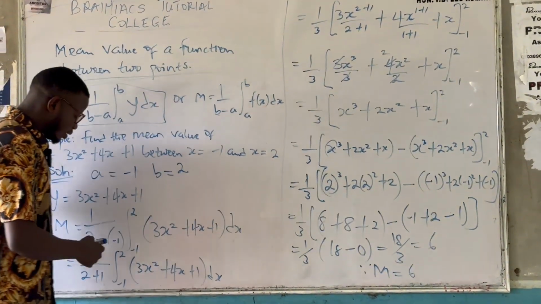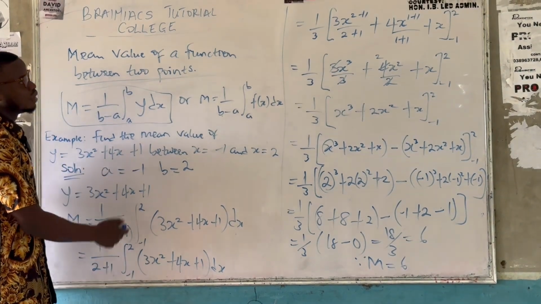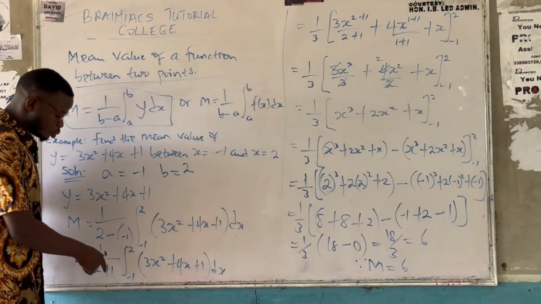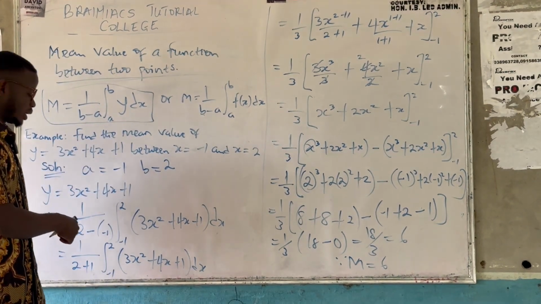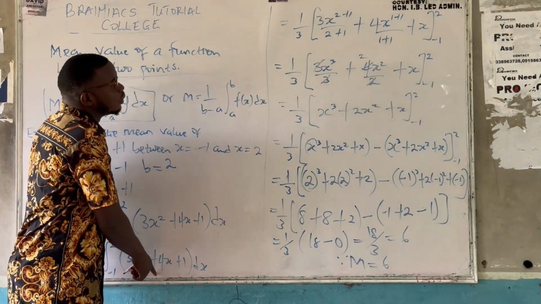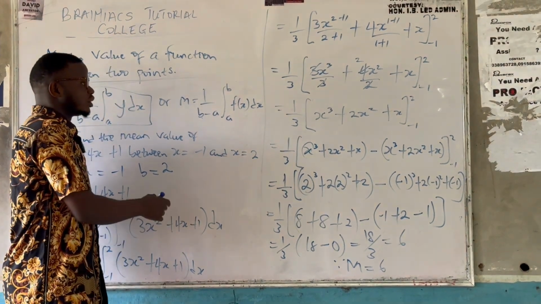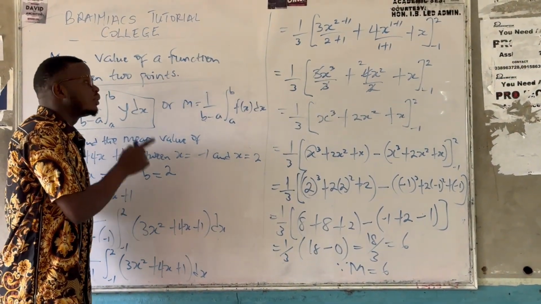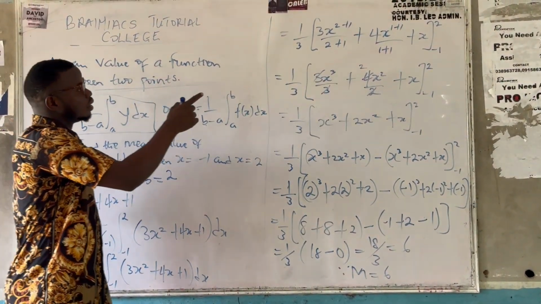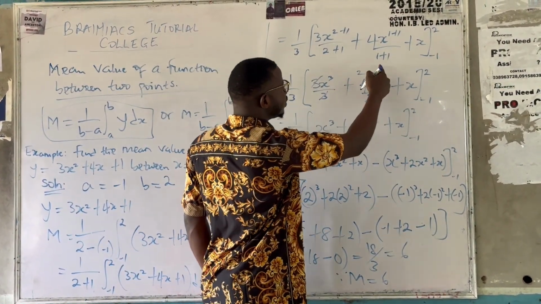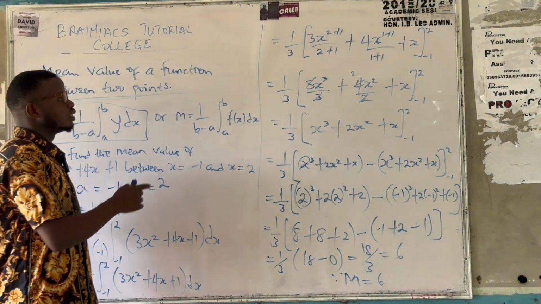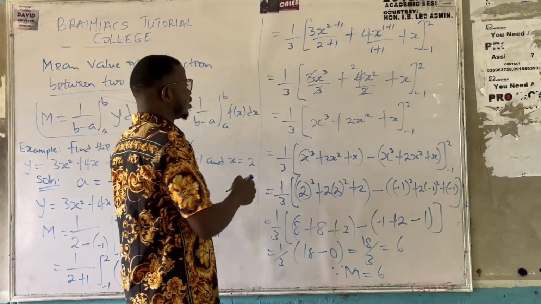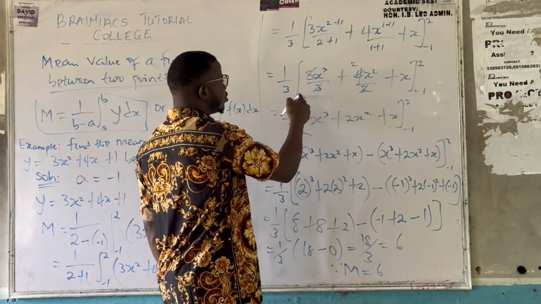Now by the time you integrate 3x squared, that will give us 3x raised to 2 plus 1 over 2 plus 1, because we're adding 1 to the power of this x. Plus, when you integrate 4x, the power of this x is 1. You add 1 to the power of that x, that will become 4x raised to 1 plus 1 over 1 plus 1. Plus, when you integrate 1 with respect to x, that will give us x. So that's plus x. So we have 1 over 3 here, open bracket.